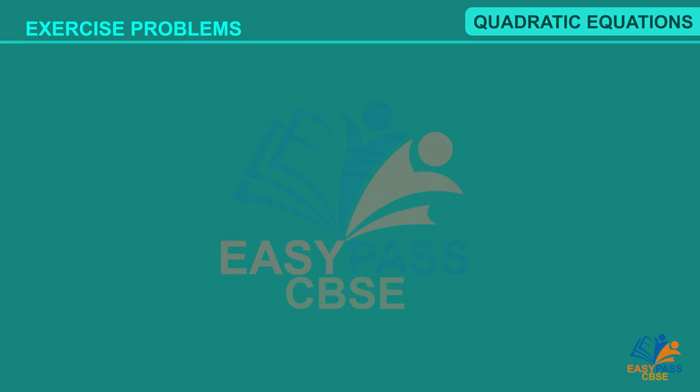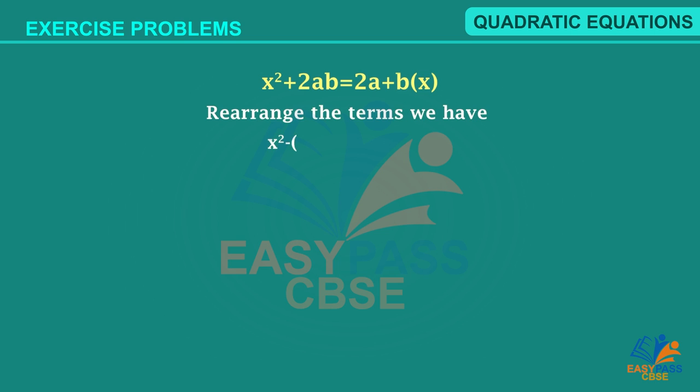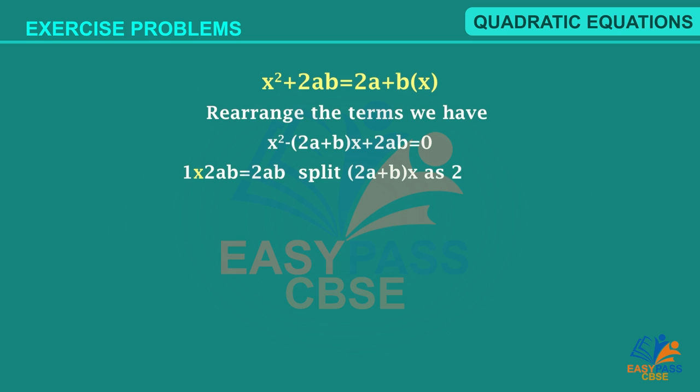Next, let us do x² + 2ab = (2a + b)x. Rearrange the terms, we have x² − (2a + b)x + 2ab = 0. It is very simple. Factors are 2a and b, with product 2ab, and sum is 2a + b. So you split (2a + b)x as 2ax + bx. After splitting this, we get x² − 2ax − bx + 2ab = 0.